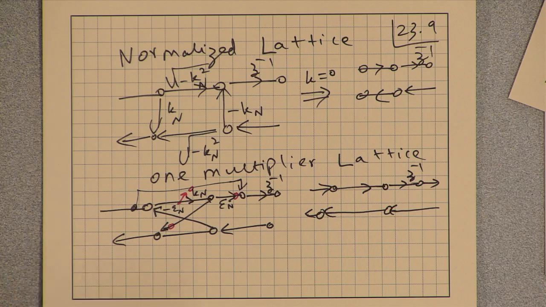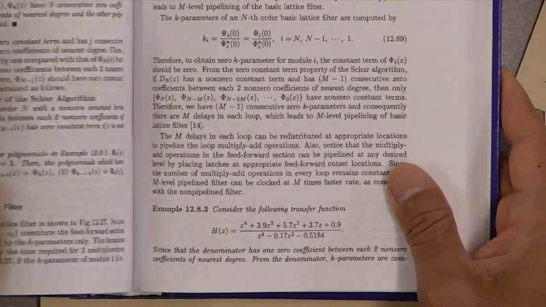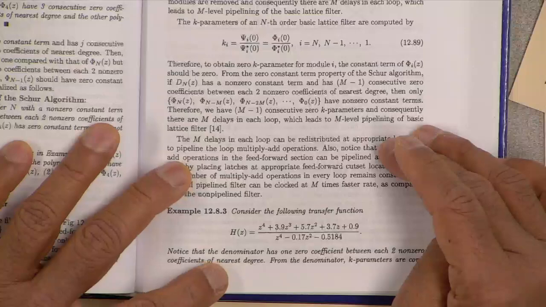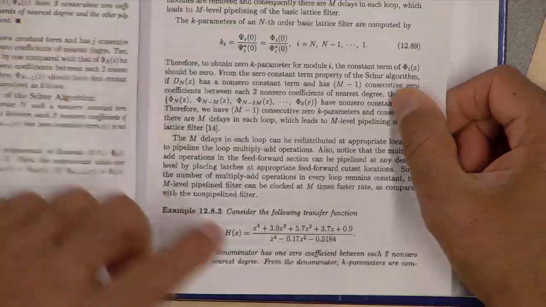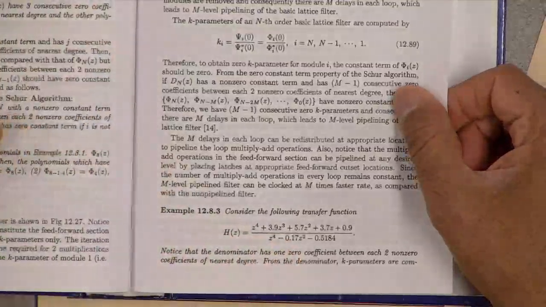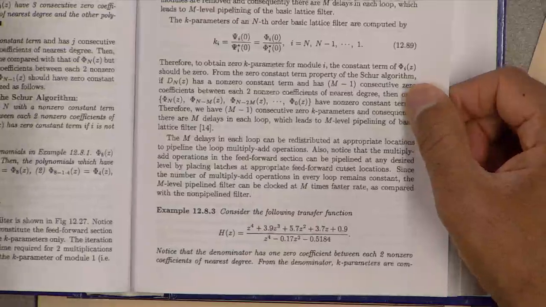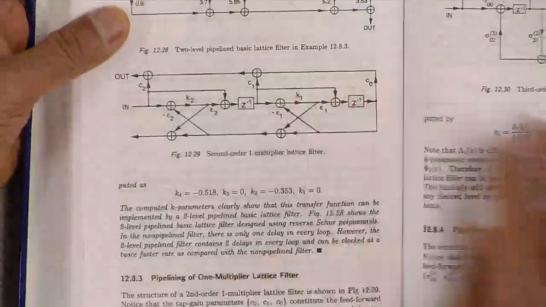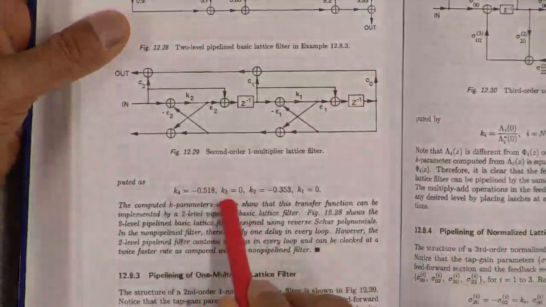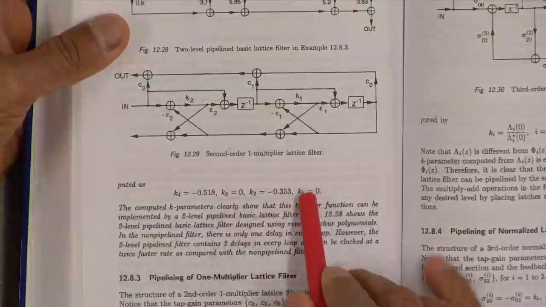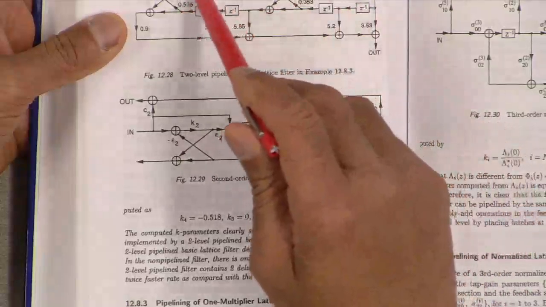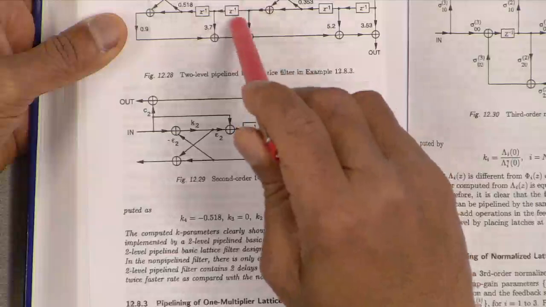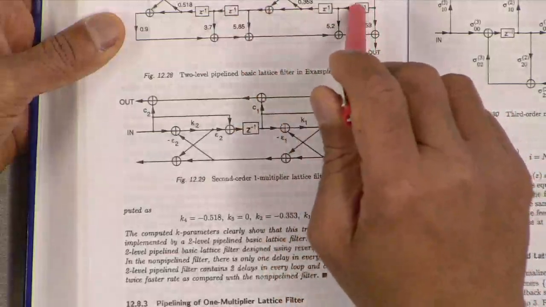Okay, so let's see if we can take a quick look through some of the examples. It says take this transfer function. So it looks like every alternate k coefficient should be 0 because it's a polynomial in z squared. And let's see what it says here. So alternate k coefficients are 0 and pipelined basic filter. So that's the 0 coefficient, just a delay. 0 coefficient, just a delay.